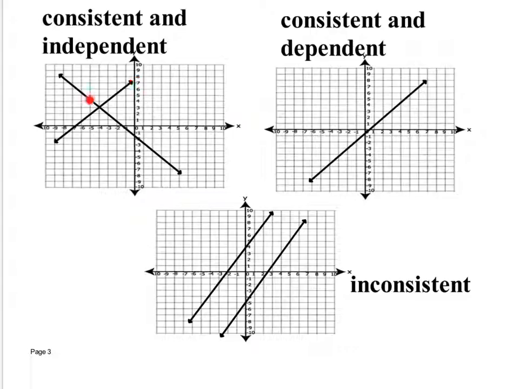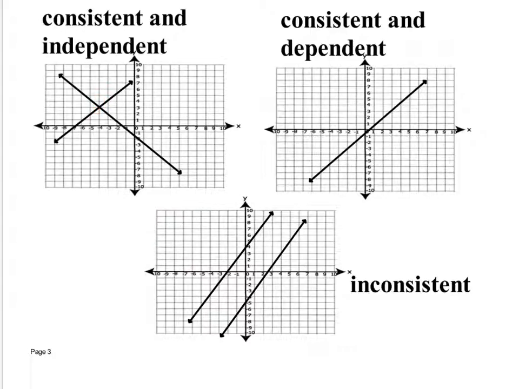This is an example of a consistent and independent graph. It's got exactly one solution, that's what I mean by consistent. And it's considered independent because it's got one solution. So it's consistent and independent. That just means they cross one time. This is the solution. That's one solution right there where they cross.